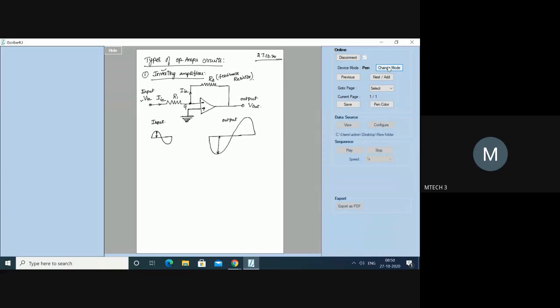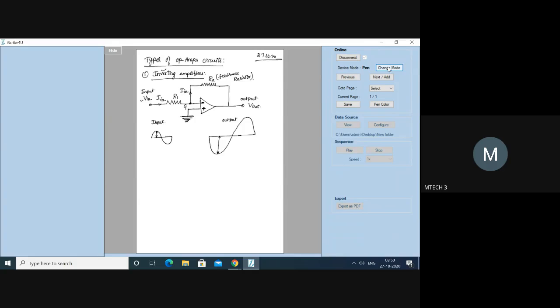Yes, sir. Input is connected to the op amp, but the positive terminal has been grounded. This is the inverting terminal, negative is the inverting terminal, plus is the non-inverting terminal. So the non-inverting terminal has been grounded. Now we have R1. Now there is something called R2.